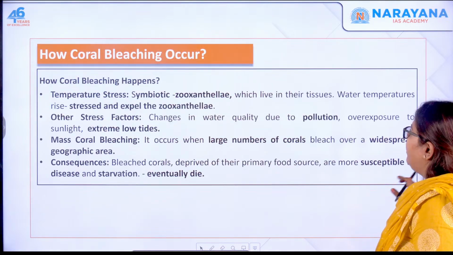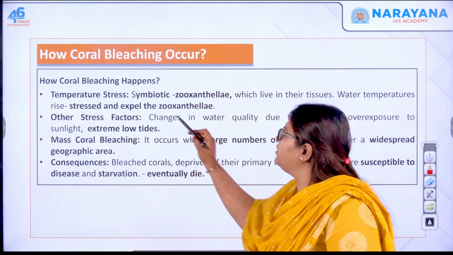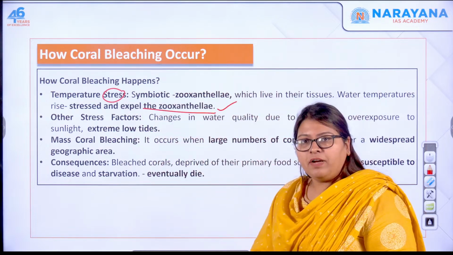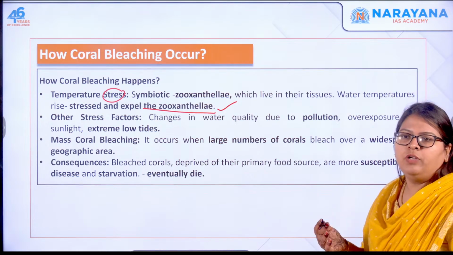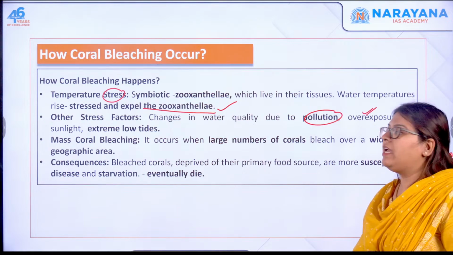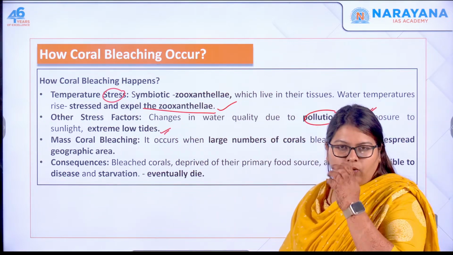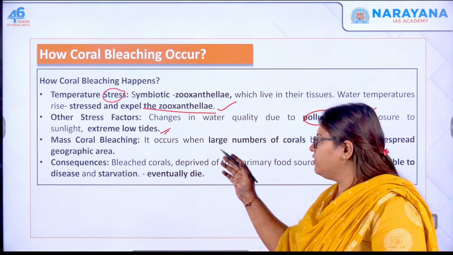Now moving forward, we will see how coral bleaching happens. We saw, right? Of course, there is increased temperature stress which will expel the zooxanthellae. Apart from this, there are also other factors, that is due to pollution that actually takes place, then overexposure to sunlight, as well as extreme low tides. Okay, so all these, because it will totally expose it, right? So it will not be further under shallow water. So this is what it is.